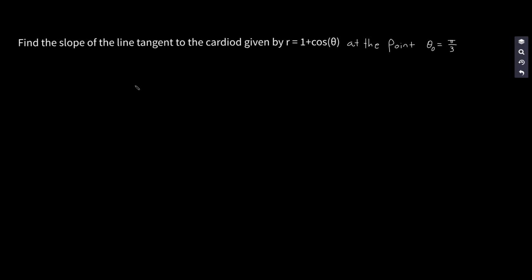It says find the slope of the line tangent to the cardioid given by r equals 1 plus cosine of theta at the point theta sub 0 equals pi over 3. Well, if we were to graph this curve, it would look something like this. This is not drawn to scale, guys. I'm not going to pretend like this is drawn to scale. I mean, look at it. But right here at this point of intersection, I'll put a little dash here.